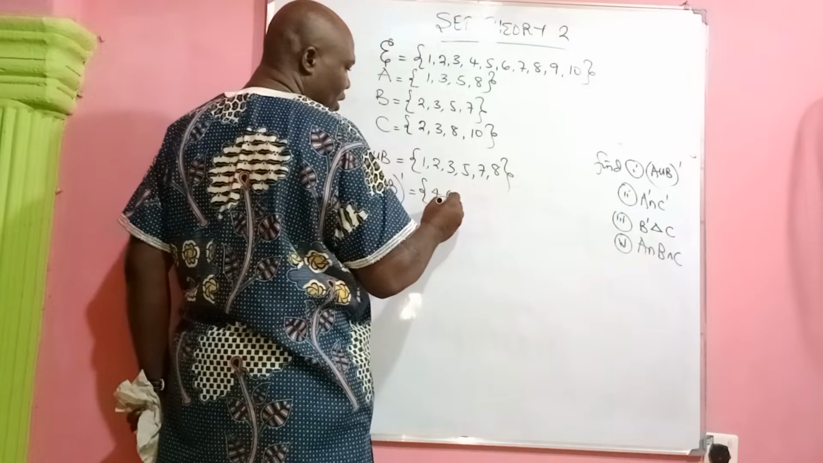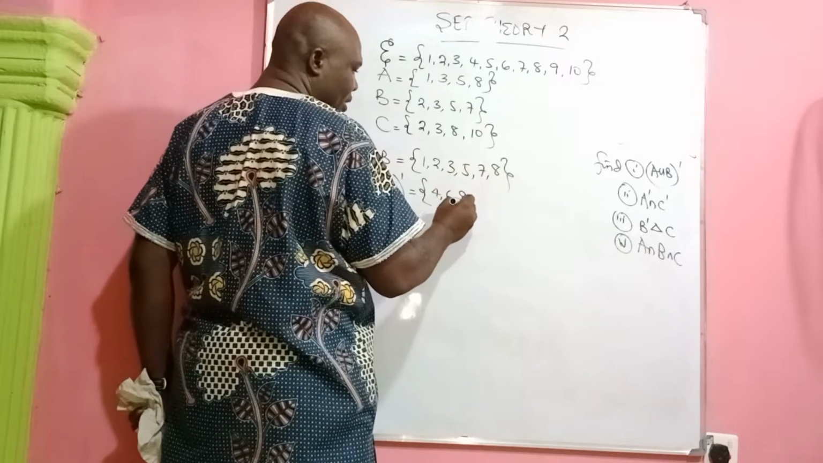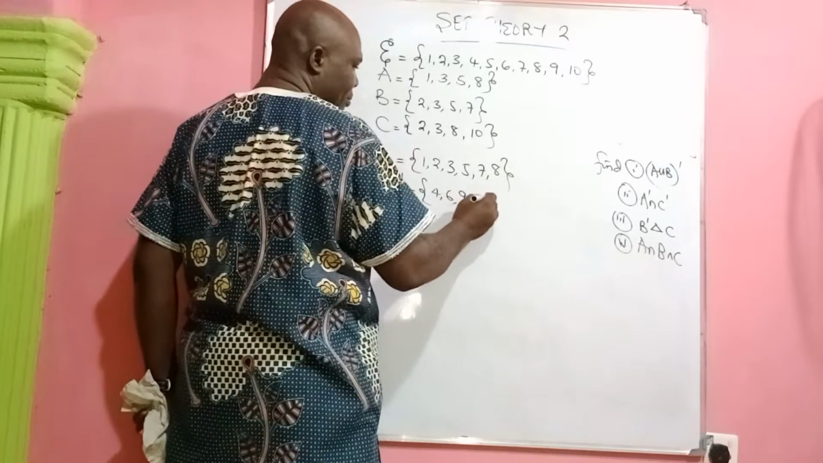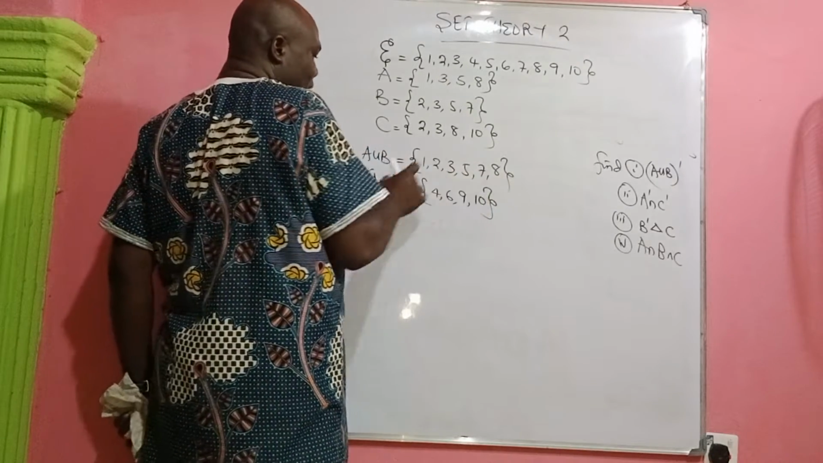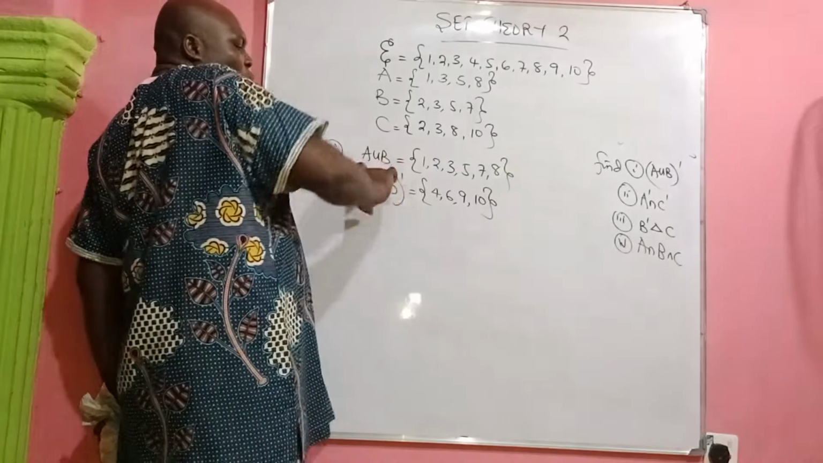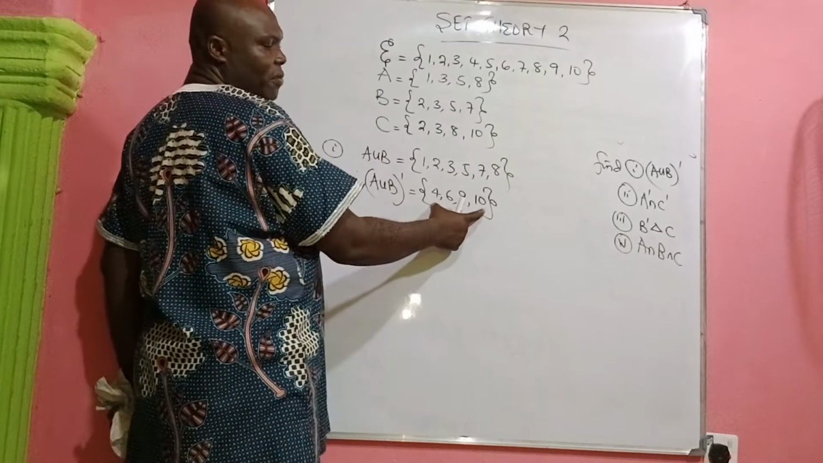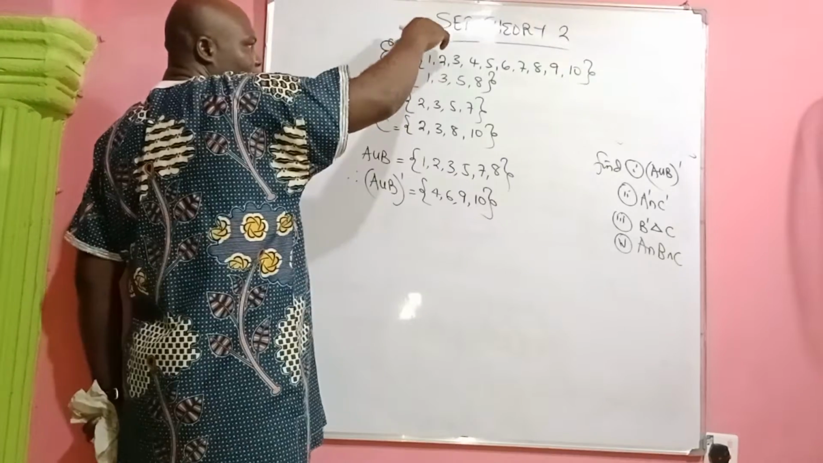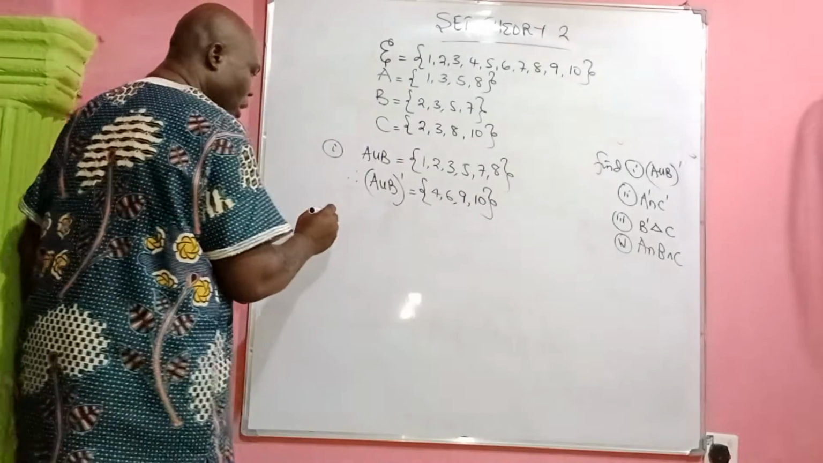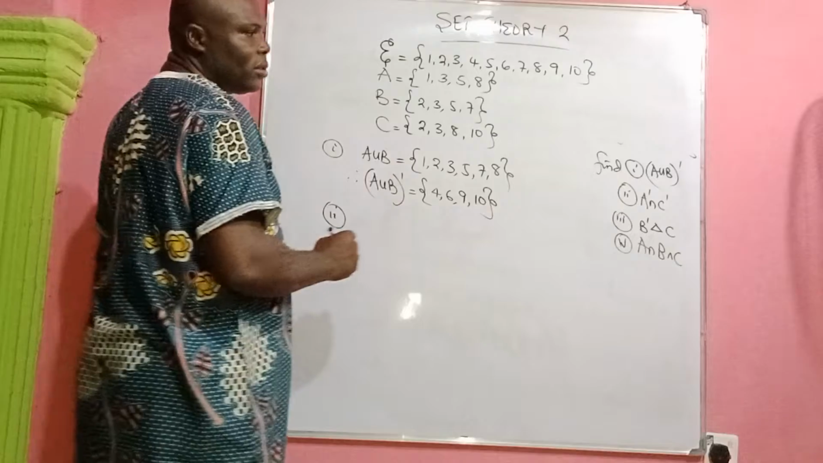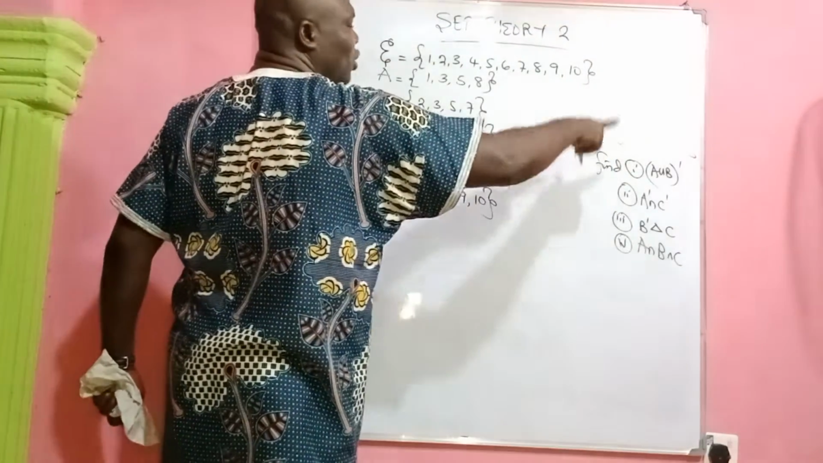6 is missing, so 6 will be here. 9 is missing, and then 10 is missing. So the complement of A union B. A union B gives us this, and then the overall complement of A union B will give you this. It means the elements you find in the universal set, and you cannot find them in A union B. That's the first one. Now the second one, we'll be asked to find A complement intersection C complement.